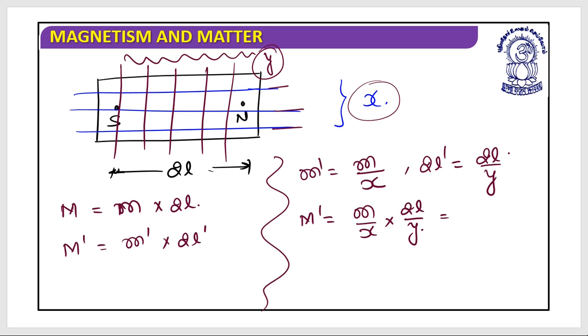So this would be 2 into ml divided by x into y. So this 2 into ml, or m into 2l, is the original m. Yes, before it has been cut down. So this is m divided by xy. I hope this is clear. Is it clear?